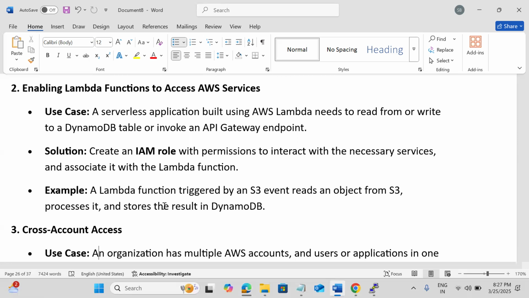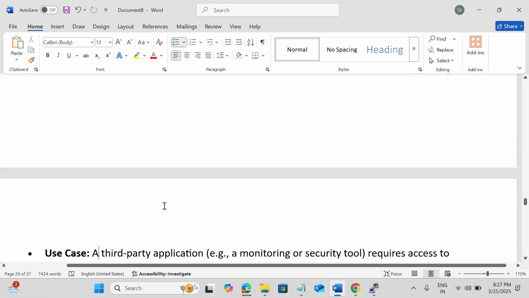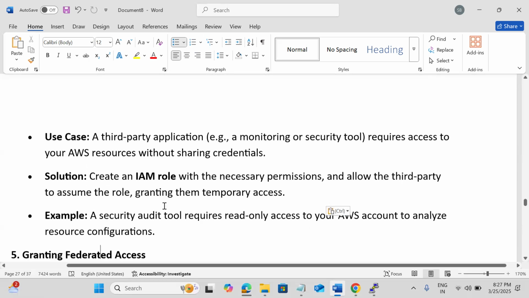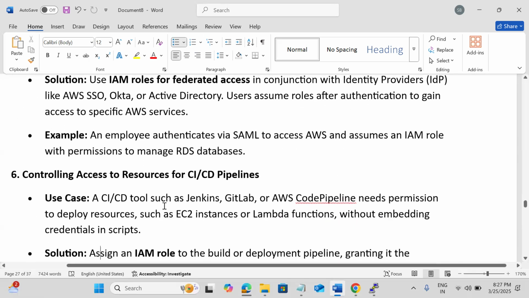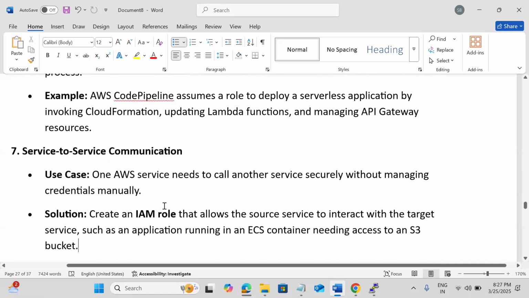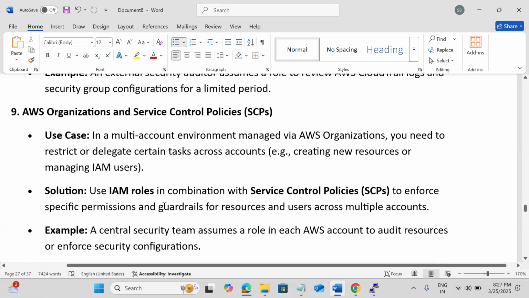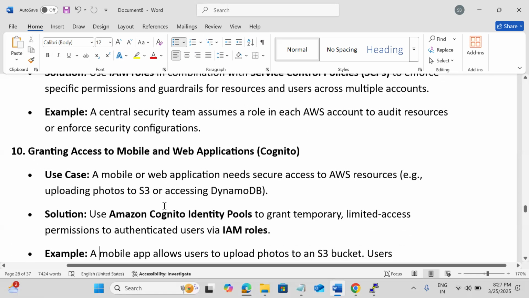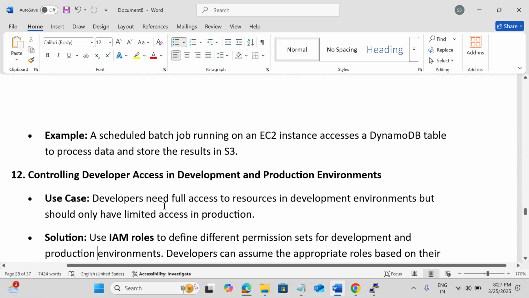The third reason why we go for IAM roles is cross-account access. The fourth reason is federation access. That means third-party applications also want access, or CI/CD pipelines also. So these are all the use cases we have already discussed, of why we go for IAM users and roles.